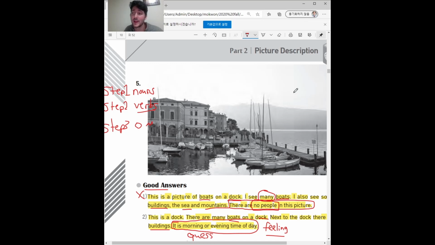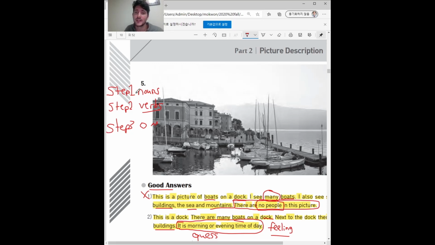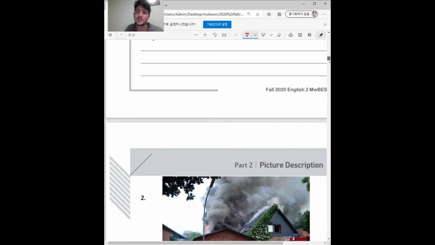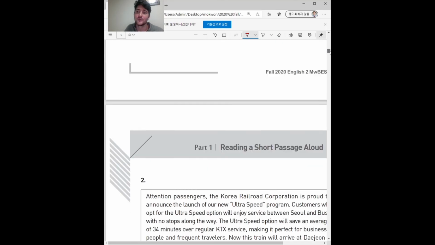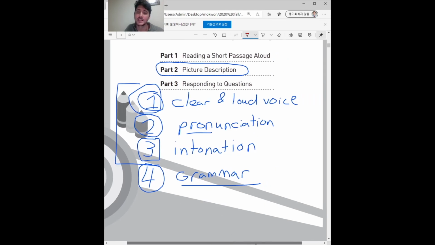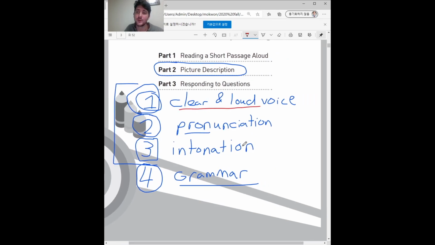Okay, I hope you practiced these techniques that we learned today. Again, step 1, step 2, step 3, you should have some facts, you should have some opinions, and also I want to remind you at the beginning I told you some very important tips for getting a good grade on the speaking test, and that's these 4 techniques, right? Clear and loud voice, 맑은 목소리, 큰 목소리, good pronunciation, 발음, good intonation.